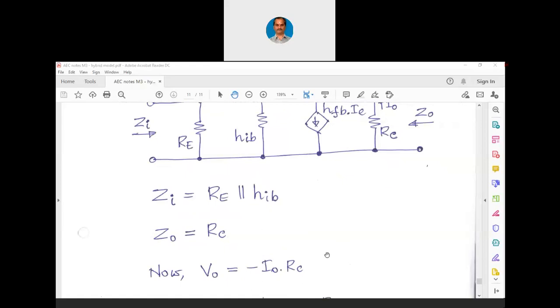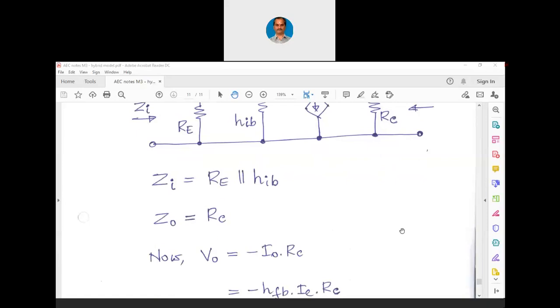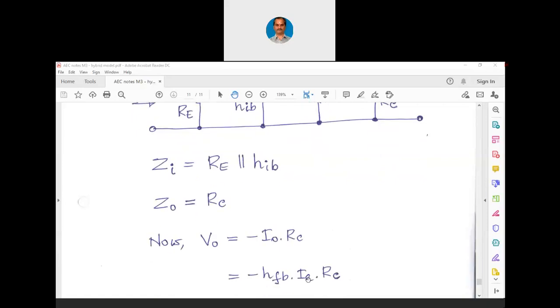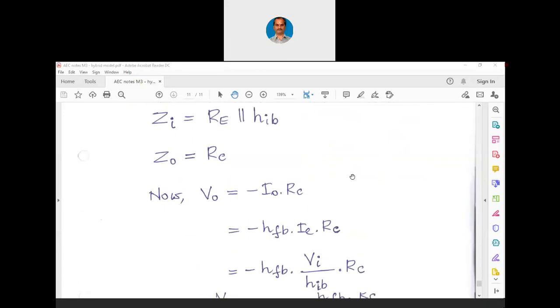Now, V0 is minus I0 into RC. What is I0? I0 is HFB into IE, in parallel with RC. So, let us substitute for I0. I0 is minus HFB into IE into RC. That is the output current here. So that is minus HFB, and what is IE now? VI by HIB, into RC. Let us substitute for the emitter current in terms of the input.